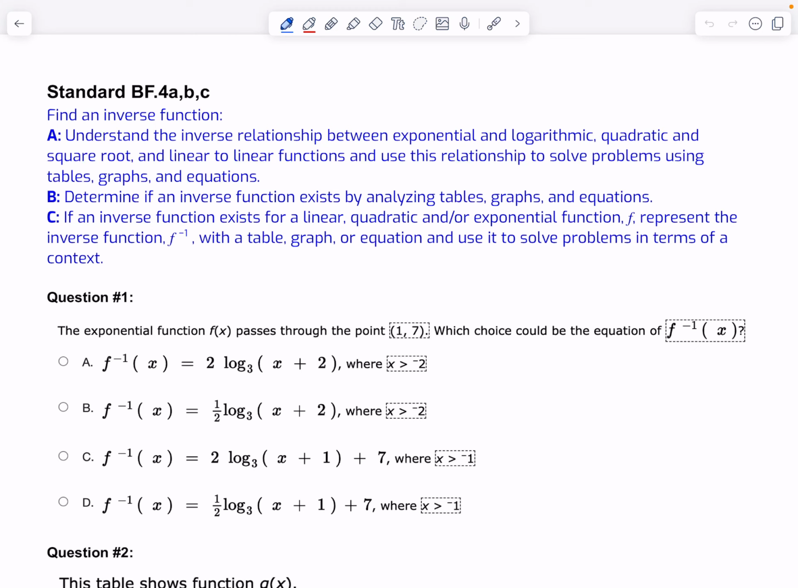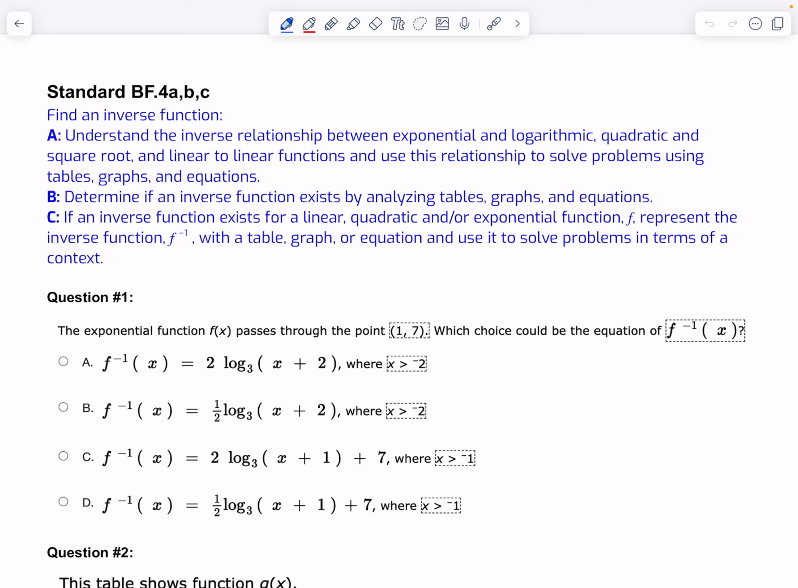For the next two videos, we're going to take a look at standards BF.4a, b, and c. They're all related to each other because they're all talking about inverse functions. So in these three standards, we are finding an inverse function. We are understanding the inverse relationship between exponential and logarithmic, quadratic and square root, and linear to linear functions. And we need to be able to use this relationship to solve problems using tables, graphs, and equations.